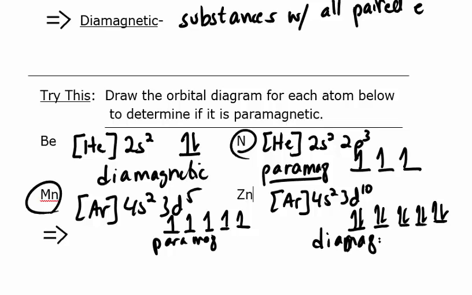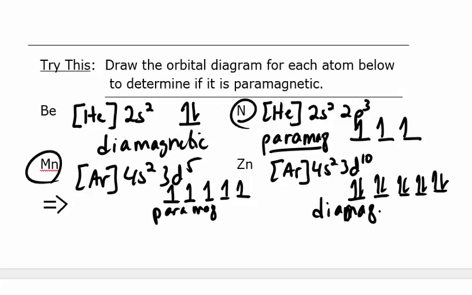All right, so only nitrogen and manganese were paramagnetic. Now that we've determined that nitrogen and manganese are the only paramagnetic species of these four, we can also talk about comparing how paramagnetic they are. In other words, we can say which is the most paramagnetic.